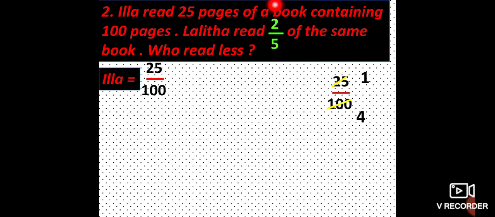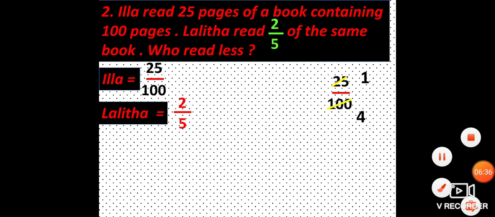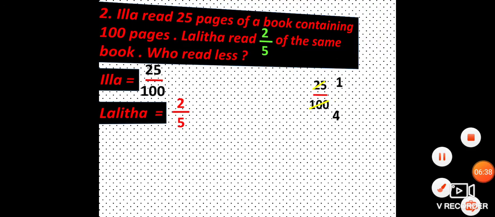The next fraction is 2 by 5, Lalita's fraction. If we simplify the first, the denominator is 4. Here the denominator is 5. Not the same. So next we have to equalize the denominators.